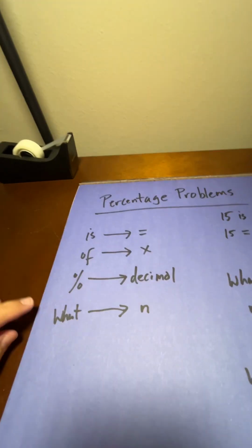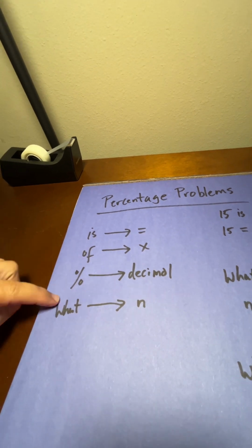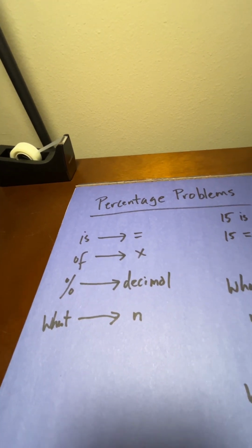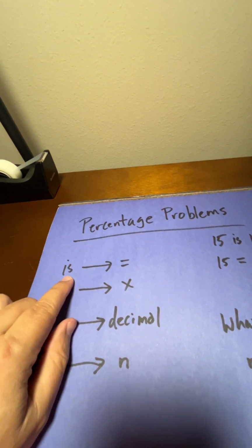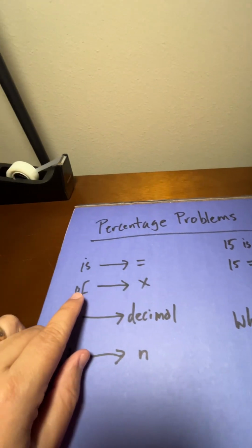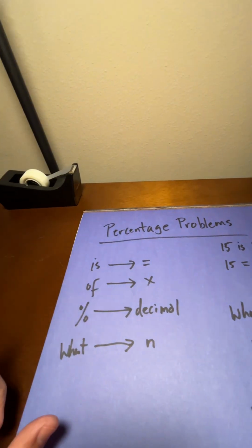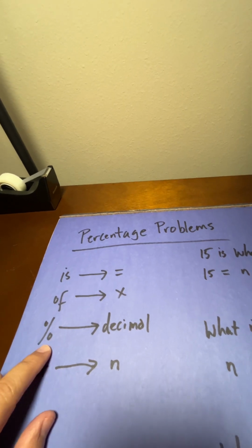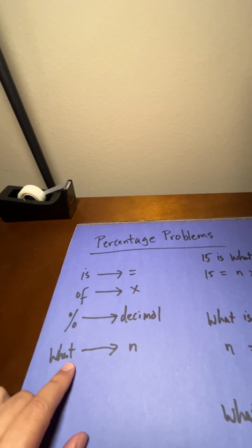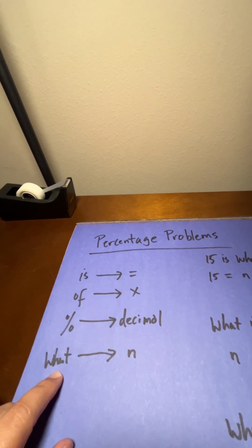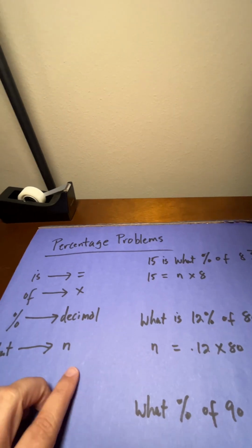The tool to be able to do these, I think, is in using these 4 words or symbols and translating them into math language. So the word is always going to mean equals. The word of in a word problem is always going to mean multiplication. Any percent that you see, you're going to change to a decimal. And then if you see what number or what, anything with a question, that's going to be given a variable. And I'm going to use n.